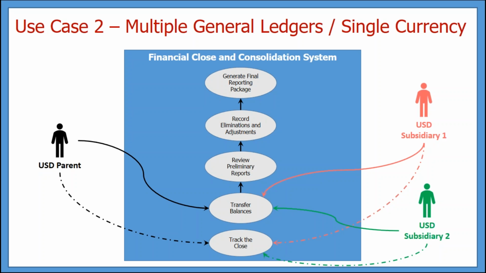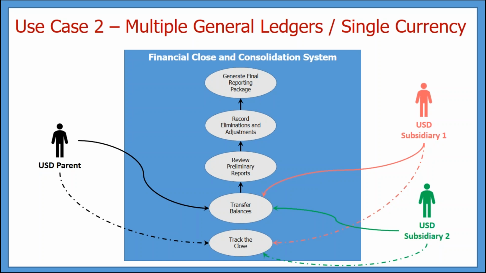So here's the use case. As I said, this is session 2 of 3, and this is a very straightforward use case. We have multiple subsidiaries. We show you subsidiary 1 and subsidiary 2 on the right-hand side, and then we have a US dollar parent. They track the close outside the system. The subsidiaries transfer balances, whether that's via Excel or CSV file or some other method. They use some tool to produce reports, again, probably Excel. Maybe they have some consolidation system, but in our situations, we see quite frequently not.